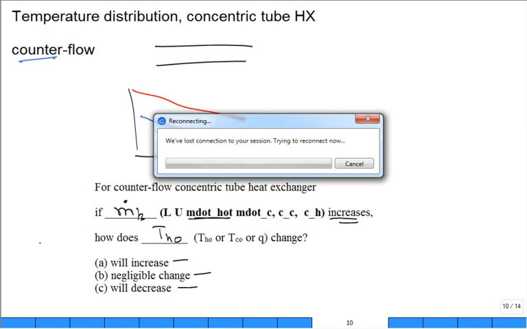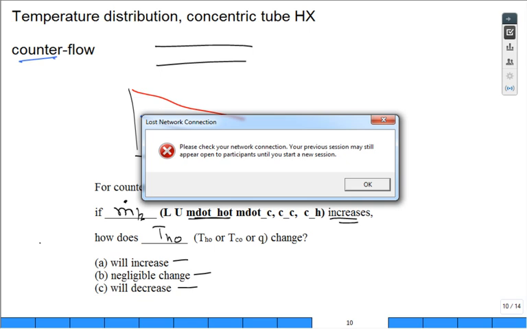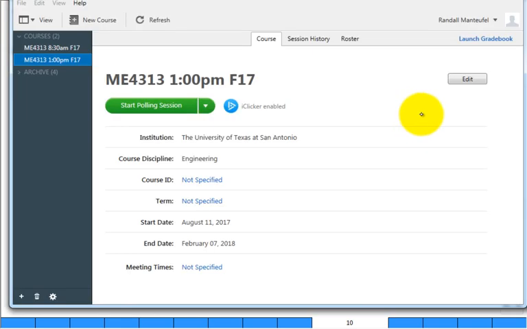How does the temperature of the hot out change? Give it a minute, it'll come back. How many minutes do you want to give it, Professor? I don't know, be patient. And the clicker sessions, huh? We've lost connection. Well, I'm only going to give it a few more seconds, and we're going to have to stop and abandon the clickers. It'll come back up, you think? Please check. Okay, we're done with that. Sorry. You're trying to get a point.